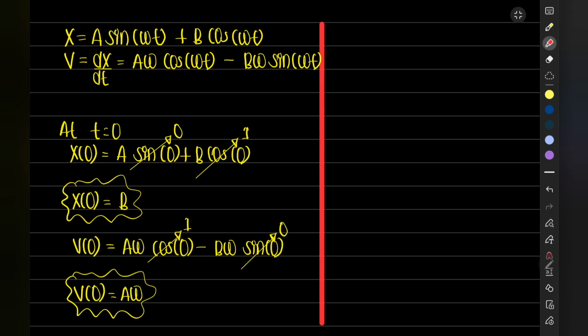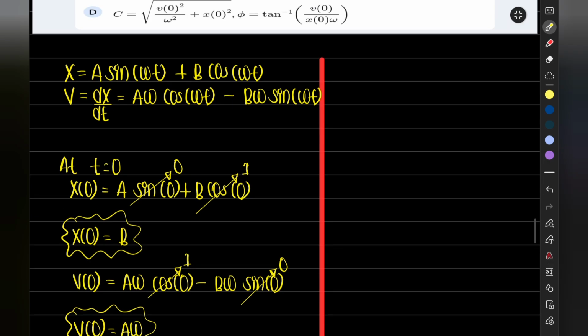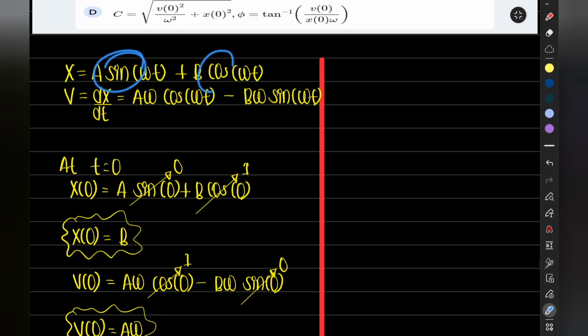So we want to combine these two SHM equations. To combine them, both the trigonometric functions, this and this, should be in the same form. So I will keep the sine as it is and convert the cos in terms of sine. Let's see how we can do that.